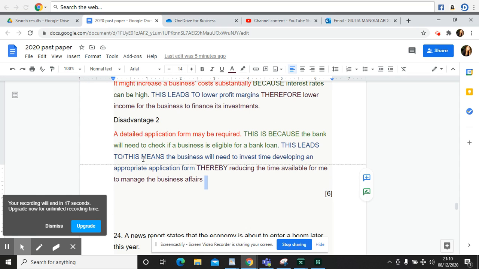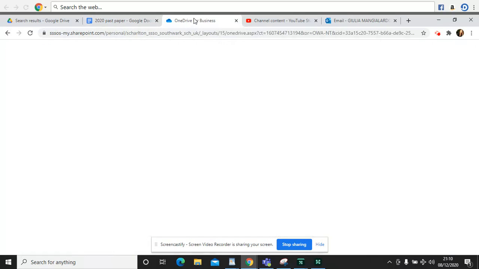So this means that the business will need to invest time developing an appropriate application form, thereby reducing the time available for me to manage the business affairs. Okay, so that would have been giving you 3 marks per disadvantage. Okay, so 6 marks in total.